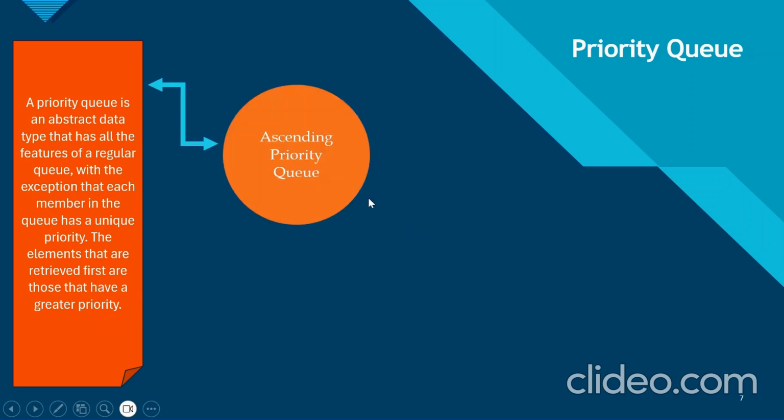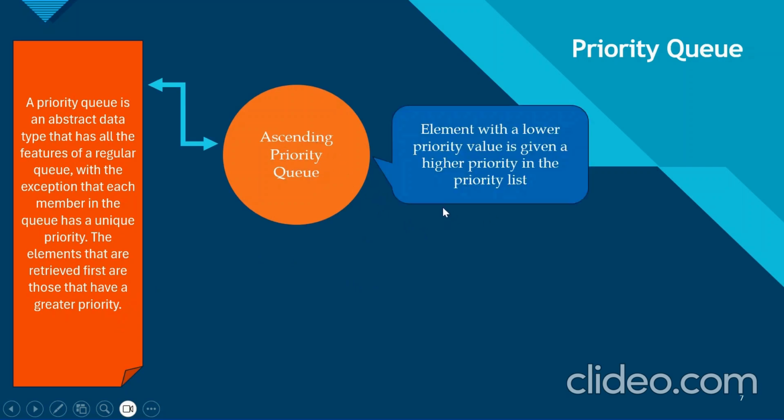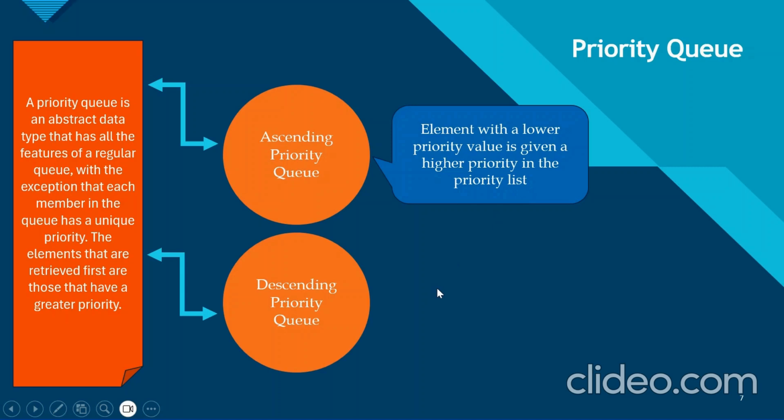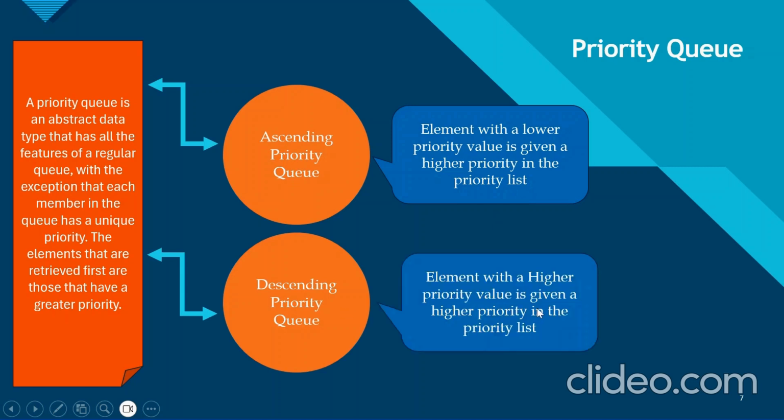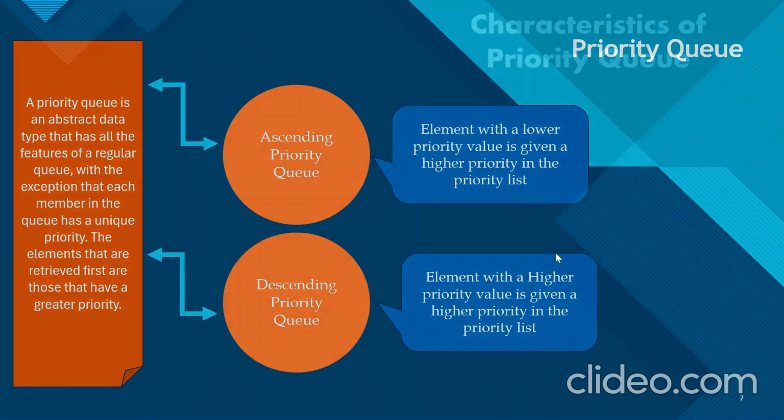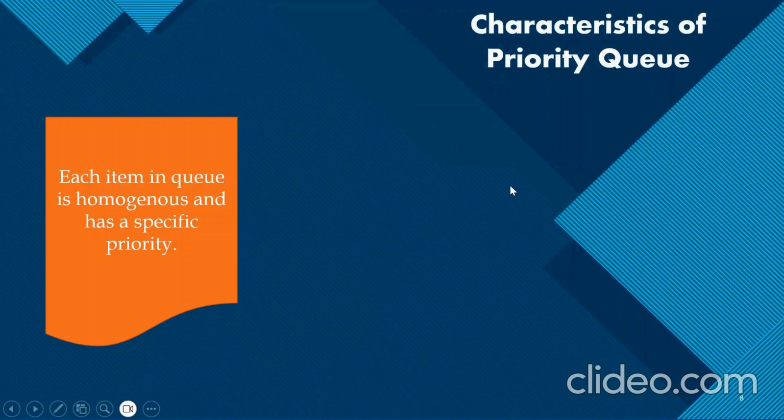So over to the types of the priority queue, we can have an ascending priority queue where elements with a lower priority value is given the higher priority in the priority list, right? Similarly, we can have a descending priority queue, in which case the elements with a higher priority value is given a higher priority in the priority list. So we would be doing things this way. That means we would be implementing the descending priority queue for our example. So let us go to the characteristics first, and then we would move to the implementation.